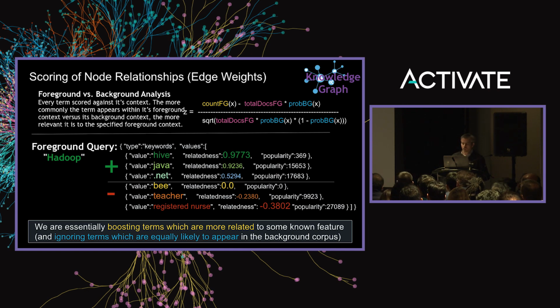And what the algorithm here does, what the scoring formula does, is it ultimately gives me back this response saying that, okay, for the term Hadoop, Hive is the most related of those terms. It's got a relatedness of 0.97, Java 0.92, .NET 0.5. Those are all positively correlated, let's say, with Hadoop. And then the word bee doesn't appear in my index, so let's just give it a relatedness of 0. And then teacher has a negative correlation. So in documents that have the word Hadoop, teacher is less likely to appear than in any random document. And then registered nurse is even more negatively correlated with Hadoop because they tend to show up in different contexts. Those are the kinds of things that you can do with the Semantic Knowledge Graph.